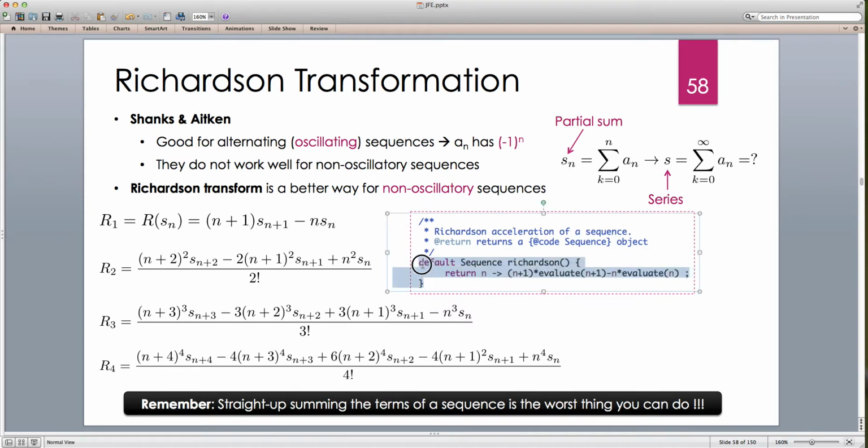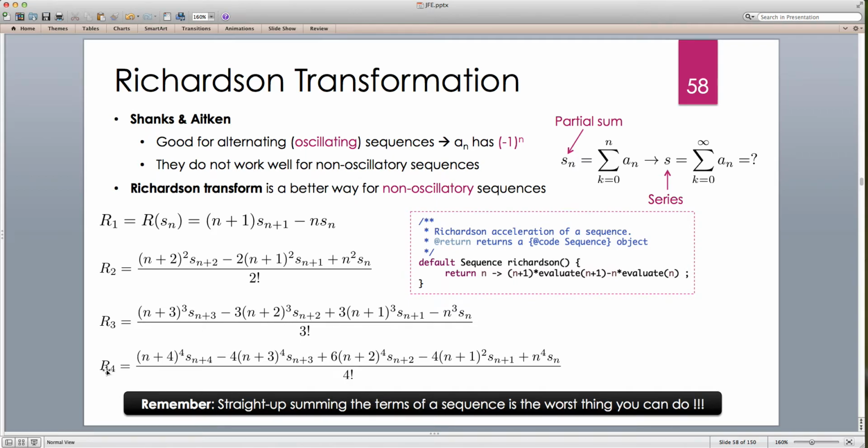And here's the basic Java code. This is a default method in our sequence interface, which returns a new sequence object, and n goes to n plus 1 times the evaluate method at n plus 1 minus n times evaluate at n. All right. And then we can continue this with the second order Richardson, which works on Sn, Sn plus 1, Sn plus 2. We can work with the third order Richardson, which works on Sn, Sn plus 1, Sn plus 2, Sn plus 3.